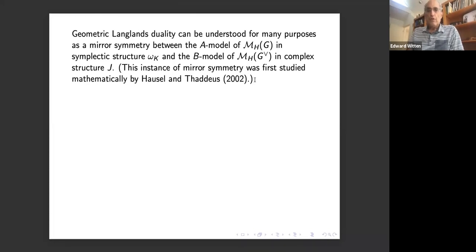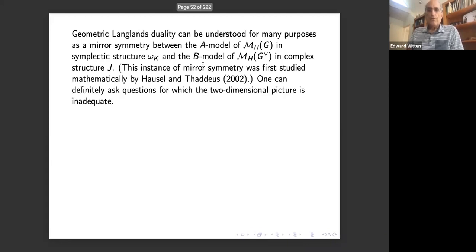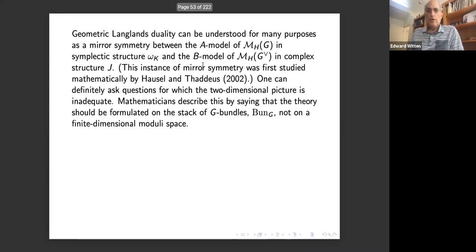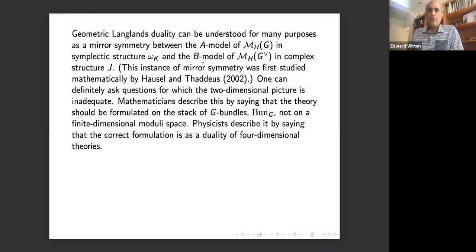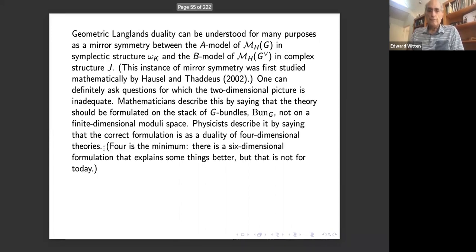So you can understand a lot by thinking of geometric Langlands duality as such a mirror symmetry, but you can also definitely ask questions for which the two-dimensional picture is inadequate. Mathematicians describe this by saying the theory should be formulated on the stack of G bundles, Bun G, not on a finite dimensional moduli space. Physicists describe the same thing by saying that the correct formulation is a duality of four-dimensional theories, not really a duality of two-dimensional theories. 4 is the minimum. There's a six-dimensional formulation that's better for some purposes, but 4 is enough, and for today we'll be in 4 dimensions.